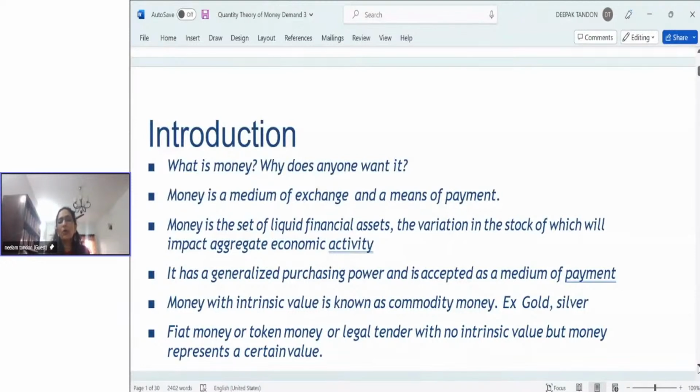Any product you can go for buying with a specific price, unit of account. It is a store of value. Store of value means you keep 10 rupees today, it will remain 10 rupees tomorrow, store of value.